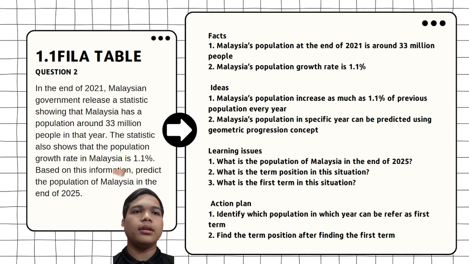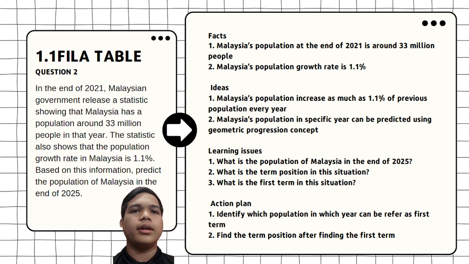In the second question, at the end of 2021, the Malaysian government released a statistic showing that Malaysia has a population of around 33 million people in that year. The statistic also shows that the population growth rate in Malaysia is 1.1%. Based on this information, we need to predict the population of Malaysia at the end of 2025.